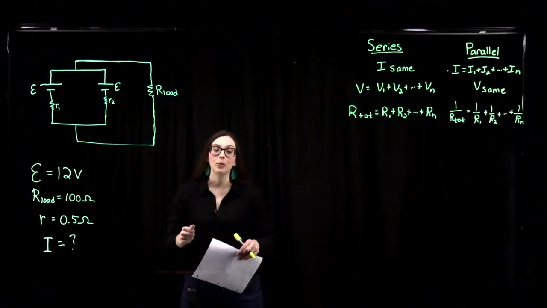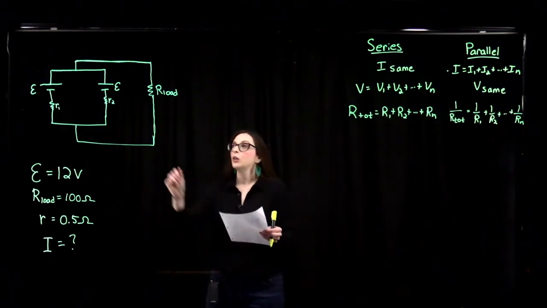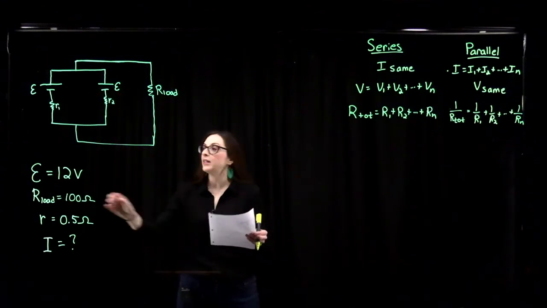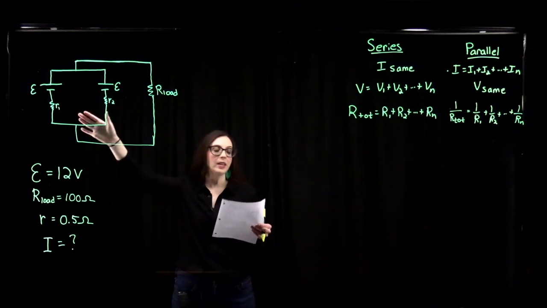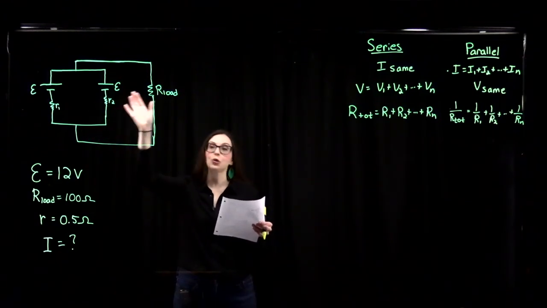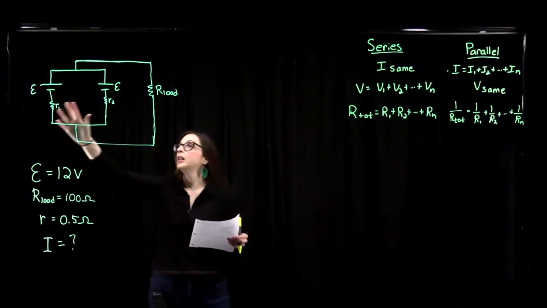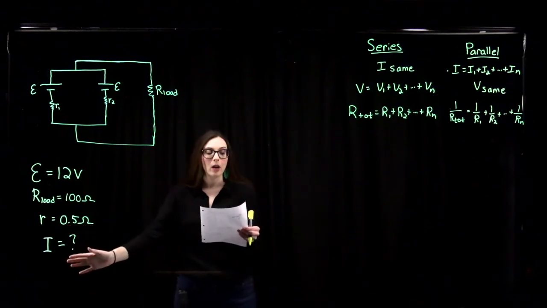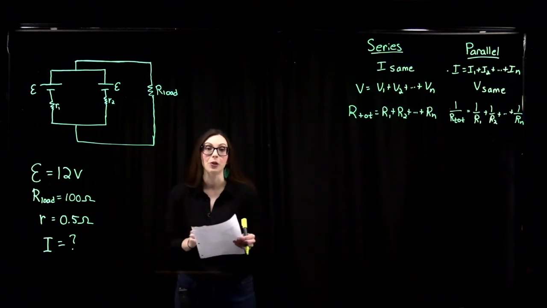We're going to solve a problem where we've got two batteries in parallel with each other. Two batteries here, these are my batteries, with identical EMFs of 12 volts are placed in parallel, and they supply a potential difference to a device with a resistance of 100 ohms. The internal resistance of each one of these batteries is 0.5 ohms. What current flows through our device here with a resistance of 100 ohms?